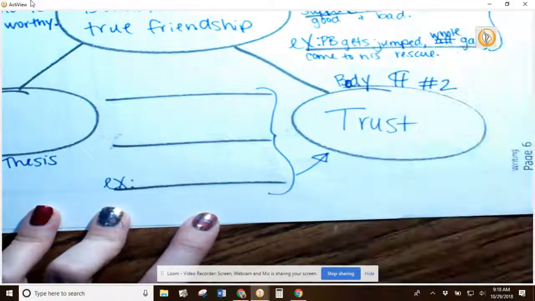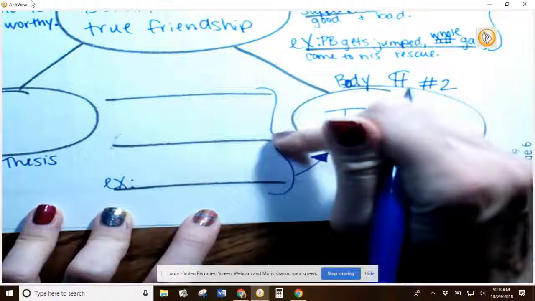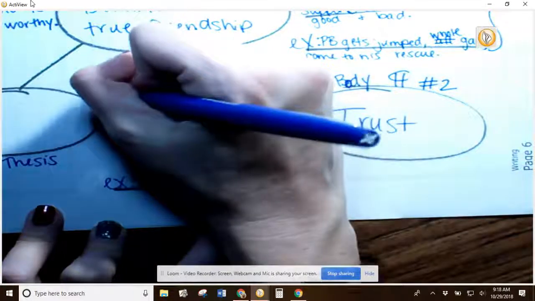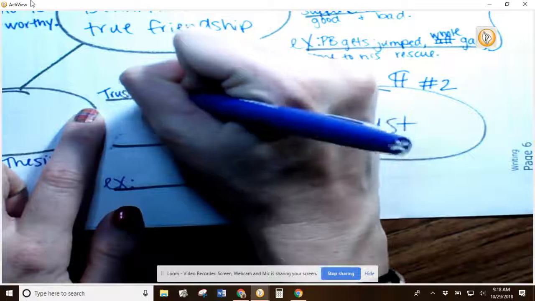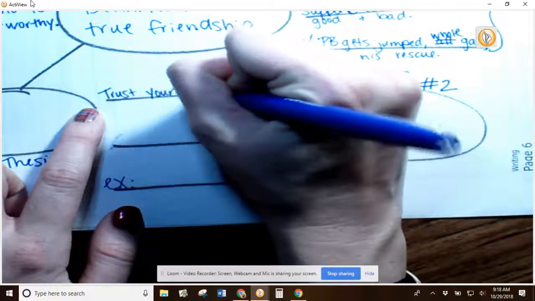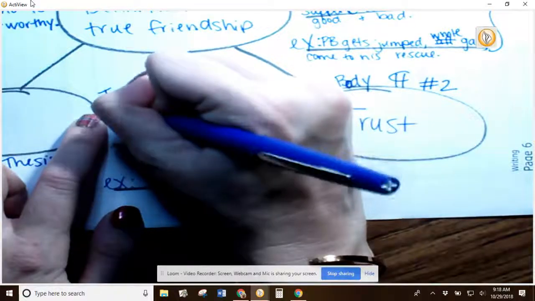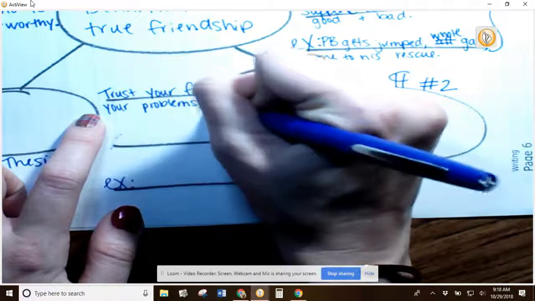Okay, trust. Why is trust important in a friendship? What can be our supporting details? You should be able to trust your friends with your problems or secrets.